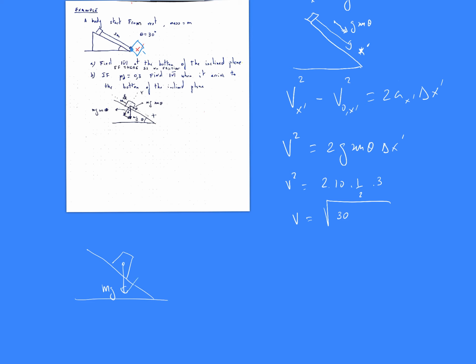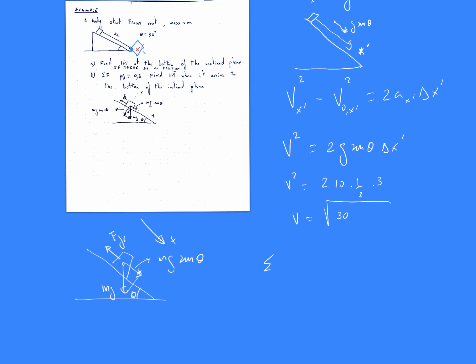This is the component of the weight, the component of the force that is pulling the object downwards, mg sine of theta. This is theta. Okay, and there is a friction force. This is the force of friction. So we choose a positive direction. Let's choose this positive direction.